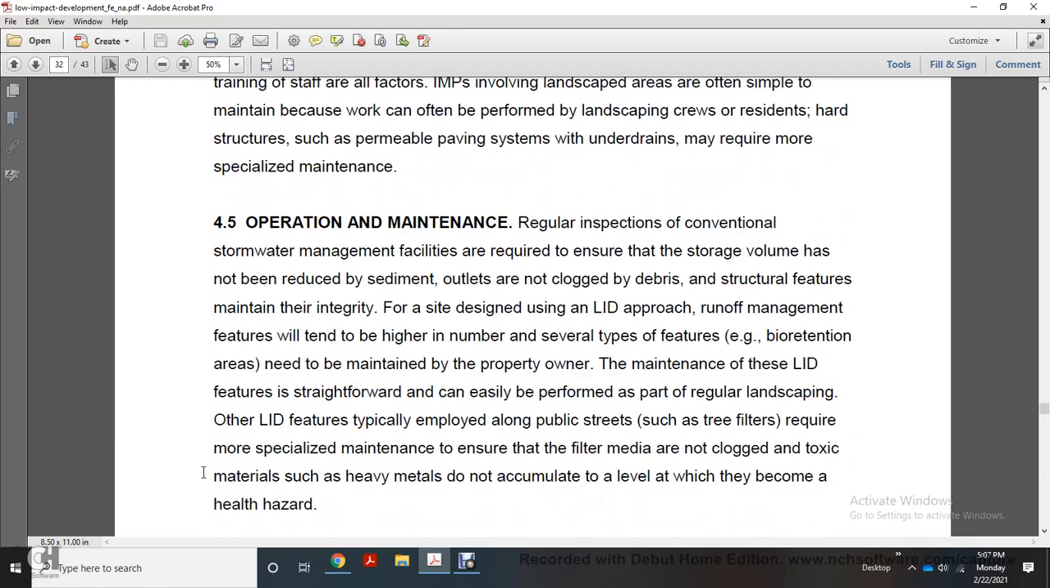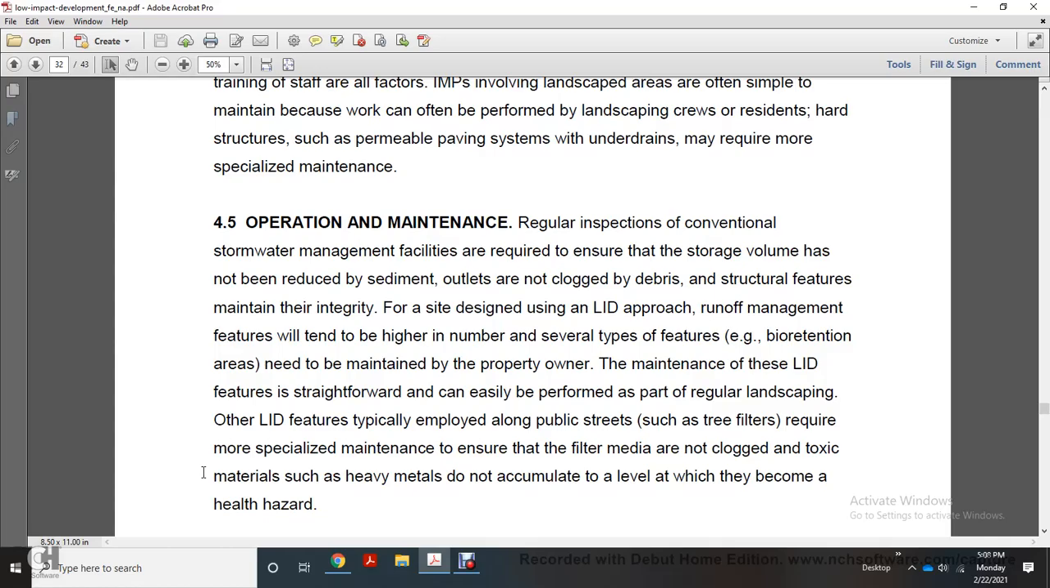Alright, operation and maintenance. Regular inspection of conventional stormwater management facilities is required to ensure that the storage volumes have not been reduced, the outlets are not clogged with debris, and the structural features are maintaining their integrity. For sites designed with a low-impact development approach to runoff management, the features will tend to be higher in number, with several types of features such as bioretention areas that need to be maintained by the property owner.